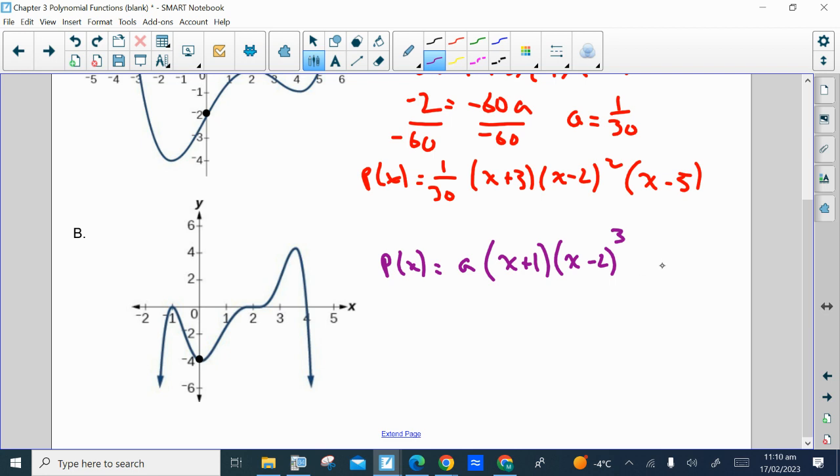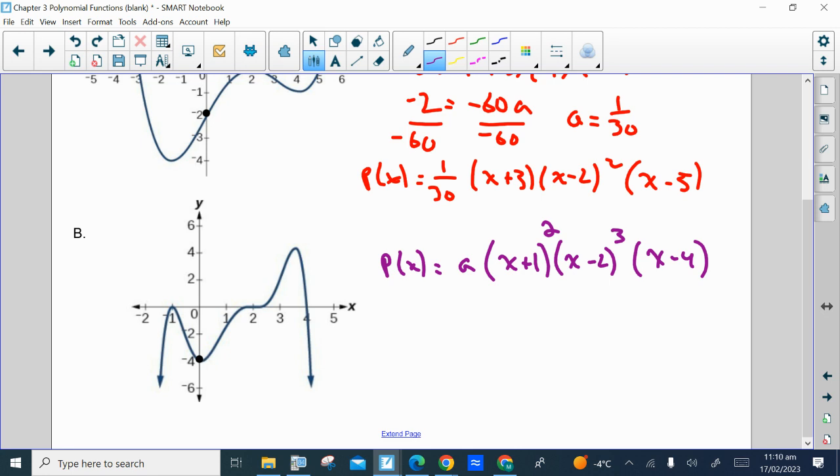And finally, you've got positive 4. Now I need to back up. That x plus 1 would need to be squared because that -1 x-intercept has a multiplicity of 2. The graph bounces off the x-axis there. And positive 4, so x minus 4 would have to be a factor, and that would have a multiplicity of 1. So this actually has a degree of 6. Because the first x is squared, the second x is cubed. That's a degree of 5 plus 1 more.